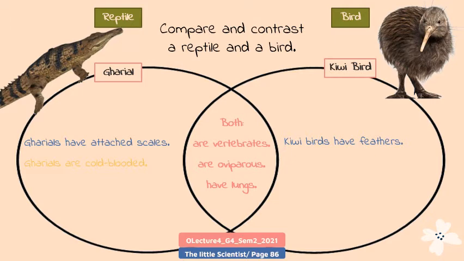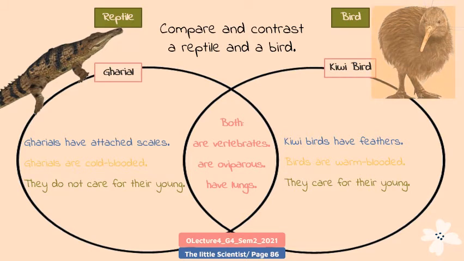Gharials are cold-blooded animals. Their body temperature isn't fixed. It changes according to the surrounding, while birds have a fixed body temperature, so they are warm-blooded. Gharials do not care for their young. They just lay their eggs on land and they do not care for their babies, while birds care for their young. Female birds incubate eggs in nests.